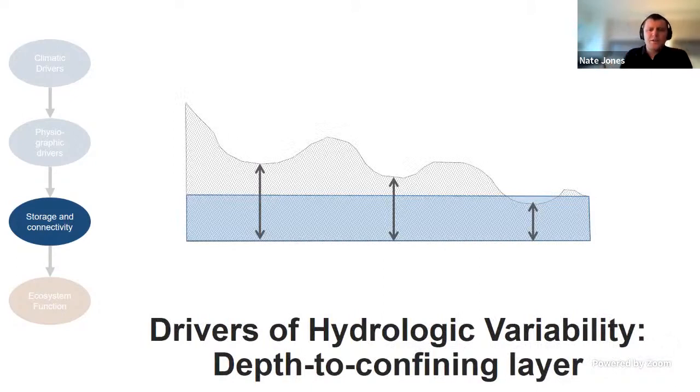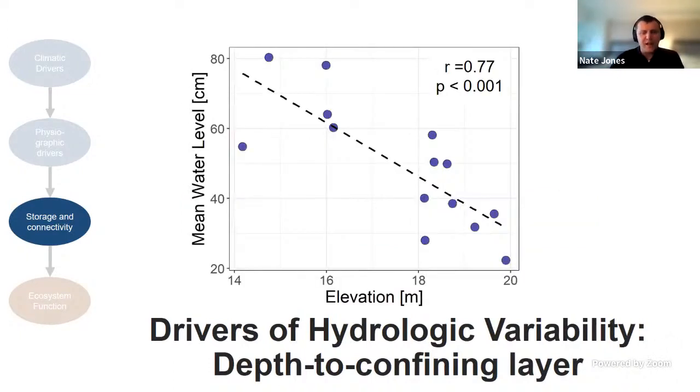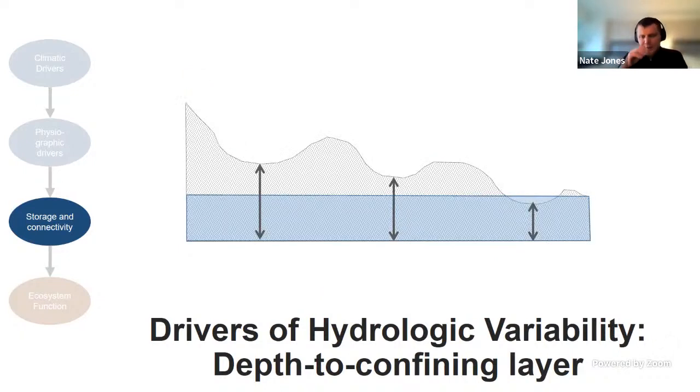So to jump into the things that we found that are driving the hydrology, specifically thinking about access to water, so how deep is that confining layer? When we look at three years of data and at the mean water level, we find that it correlates with elevation. So if I pop back to the previous slide, what we're thinking here is that the wetlands higher up in the hill slope have less access to the groundwater table, and so that's why they have shorter hydroperiods.